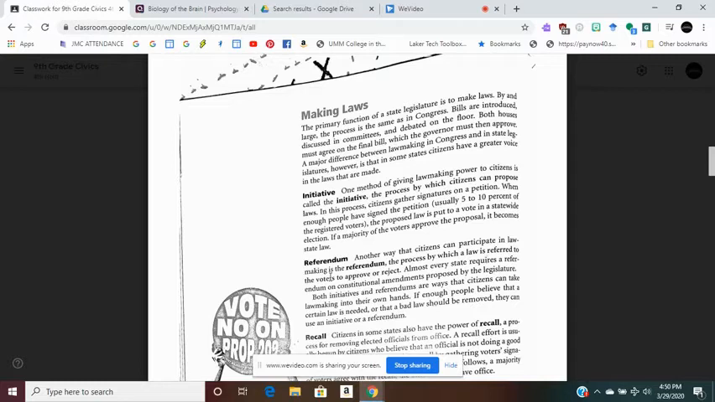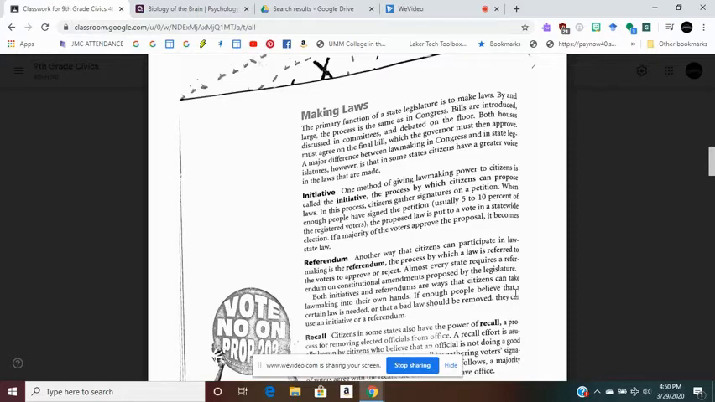Another way that citizens can participate in lawmaking is the referendum, the process by which a law is referred to the voters to approve or reject. Almost every state requires a referendum on constitutional amendments proposed by the legislature. Both initiatives and referendums are ways that citizens can take lawmaking into their own hands.